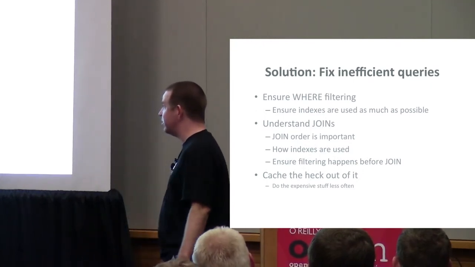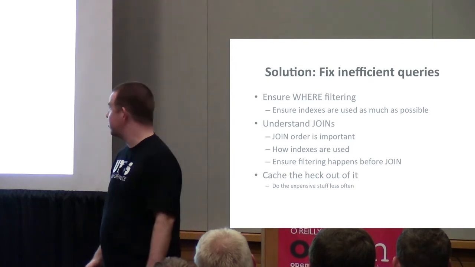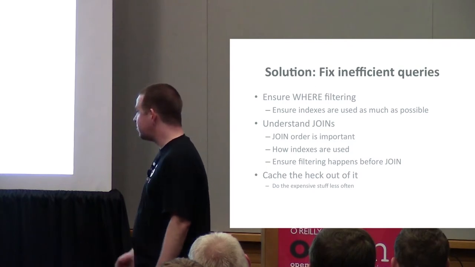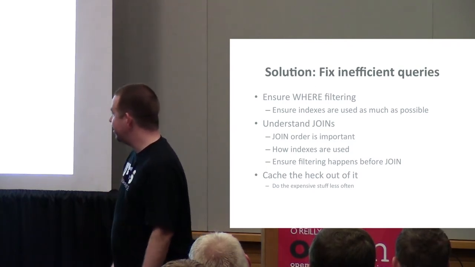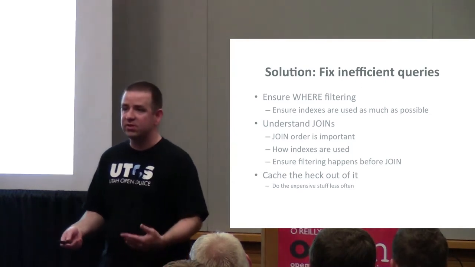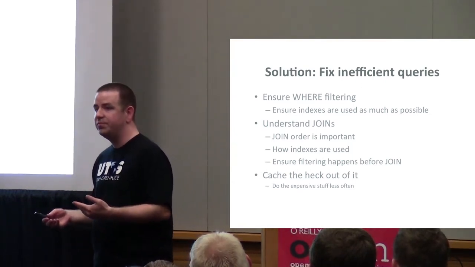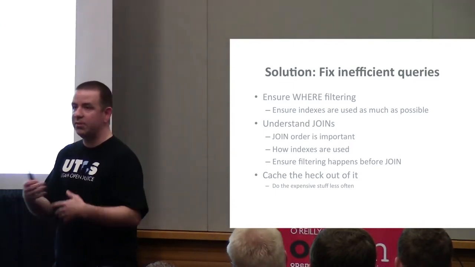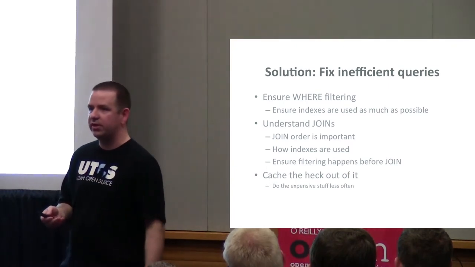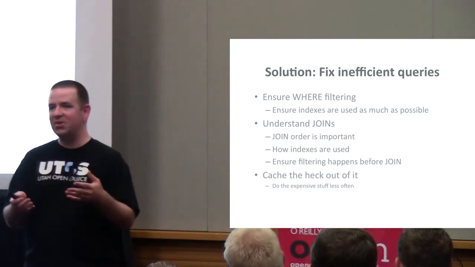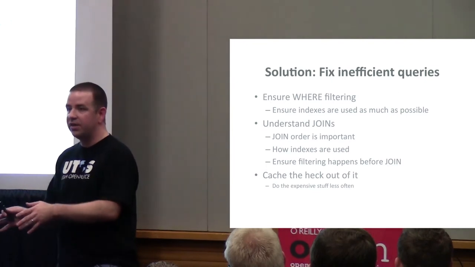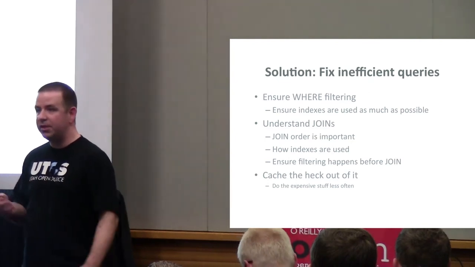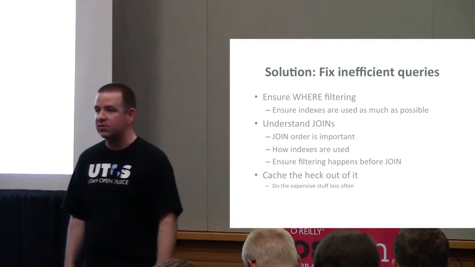So: where filtering, ensuring the indexes are used as much as possible, join order. Talked about that. And caching the heck out of it. Do the expensive stuff once. When we had these expensive queries, we put the results somewhere. When you went to page 2, we weren't doing the query again. We did the query once and put that in a search results table, and when you went to page 2, all we were doing was looking up in that search results table.